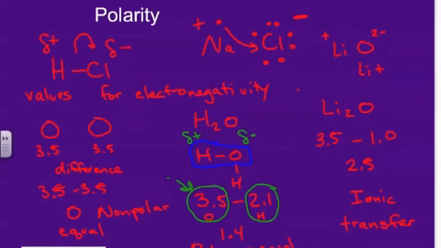So the cutoff point between whether something is polar or ionic is 1.7. So in this case, the 1.4 is smaller than that 1.7, and 2.5 is greater than the 1.7. And if we have two things that are completely equal so that we have a difference of 0, then we have something that is non-polar.